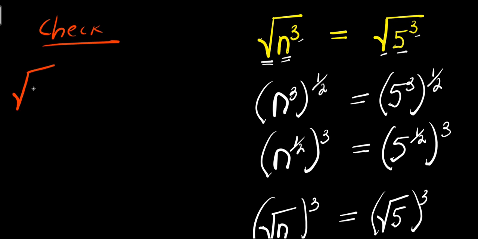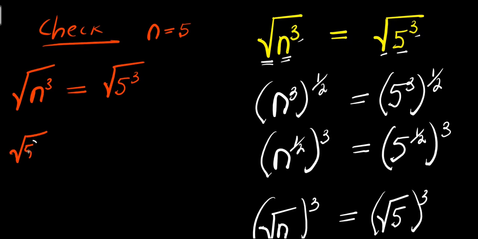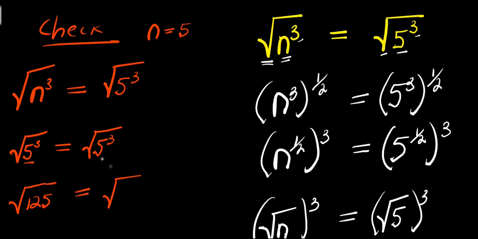You have square root of n to the power 3 equals square root of 5 to the power of 3, and n equals 5. So you have square root of 5 to the power of 3 equals square root of 5 to the power of 3. And from here, you have square root of 5 to the power of 3 is 5 times 5 times 5. That is 125. And this equals square root of 5 to the power of 3, which is 5 times 5 times 5 again. That is 125.